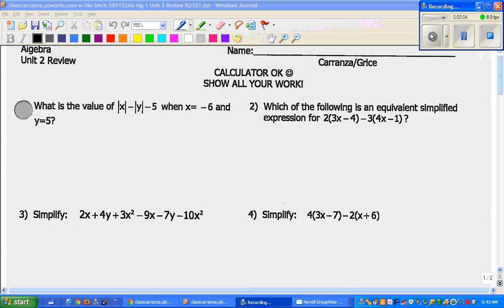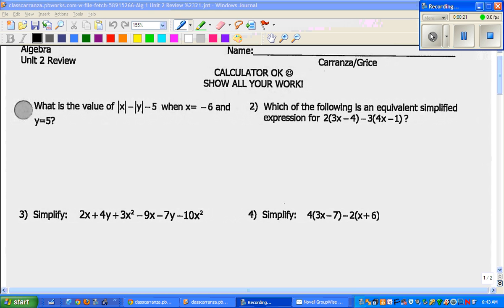Hey guys, this is Mr. Grice for Algebra 1, Chapter 2 Review. Today we're going to be going over all of Chapter 2, so please have your Unit 2 review guide in front of you, and let's get started.